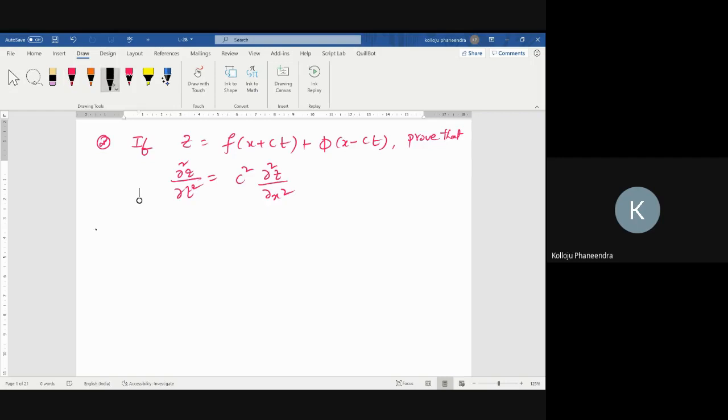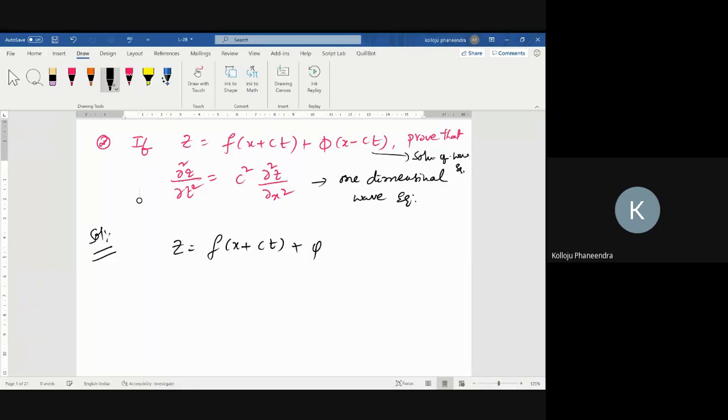Solution. Actually, in the next semester you will get this equation is the one-dimensional wave equation. This equation is called the one-dimensional wave equation, and this is the solution of the wave equation. Okay, this is an application. And let us see first, what is the function z? Z is a function of x comma y. Here in place of y, what is another variable? T. Z is a function of x and t.